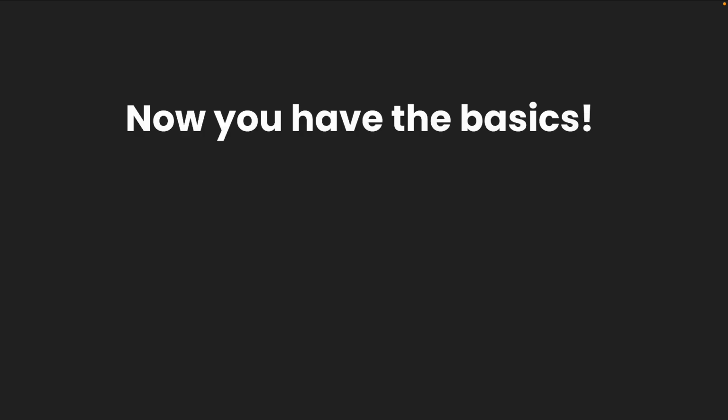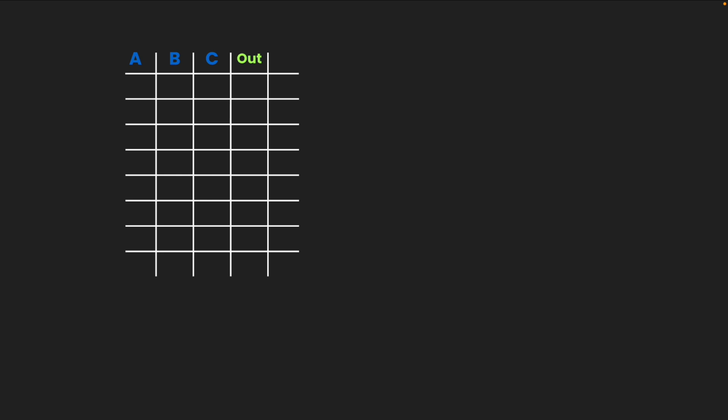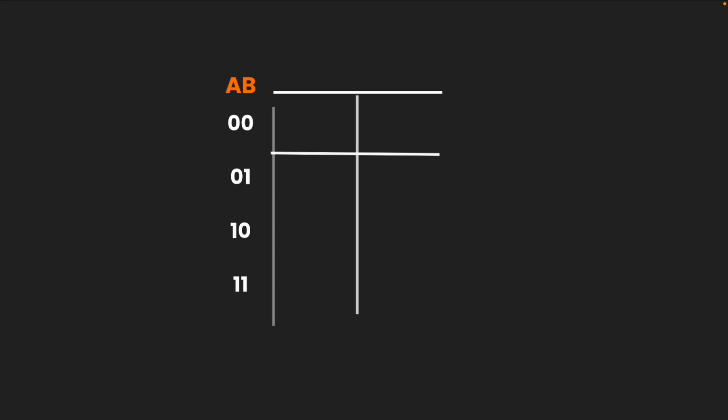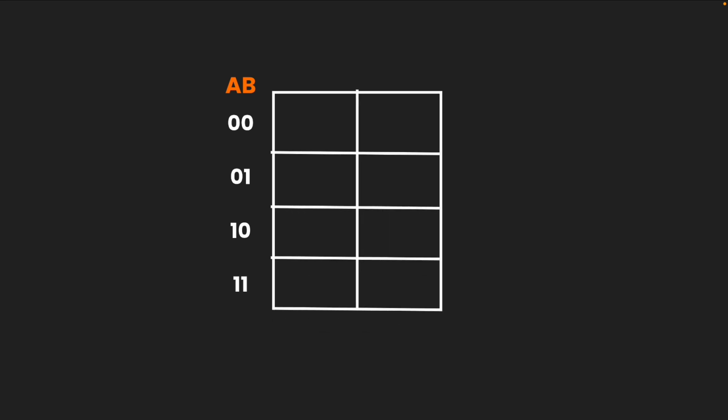So now you have the basics. Let's go into the method on how you can easily derive that equation from the truth table. To start, let's say we have a table with A, B, and C as our inputs and our output labeled out. Now let's fill our inputs with all the corresponding possibilities and our outputs as so. Now, our goal is to turn this into a table like this, with our A and B columns going vertical and our C column going horizontal.